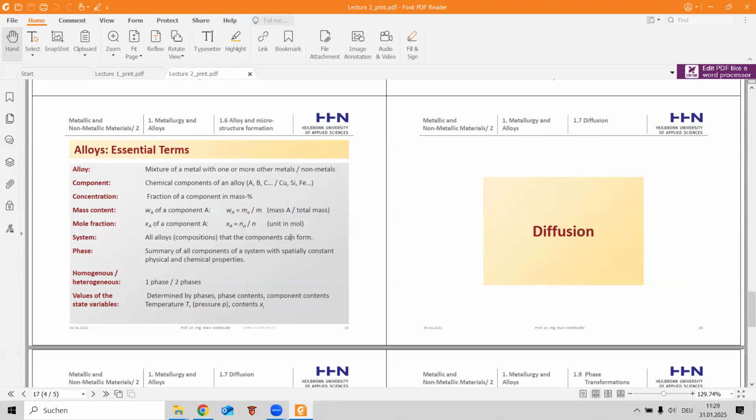A system is all alloy compositions that the components can form. A phase is a summary of all components of a system with constant physical and chemical properties. So homogeneous is one phase and heterogeneous is two phases. The values of the state variables are determined by phases with component content, temperature T, pressure P can also be, and contents X.